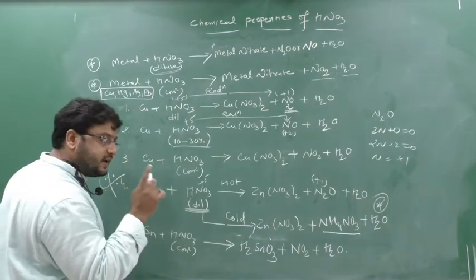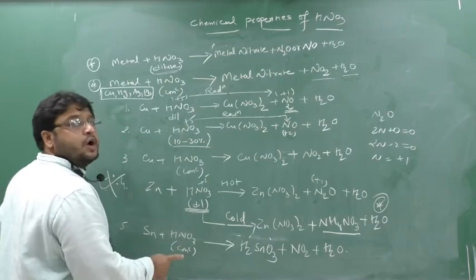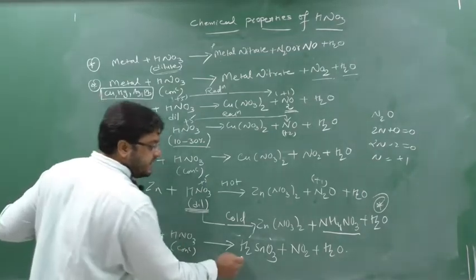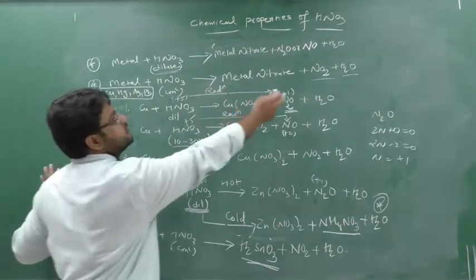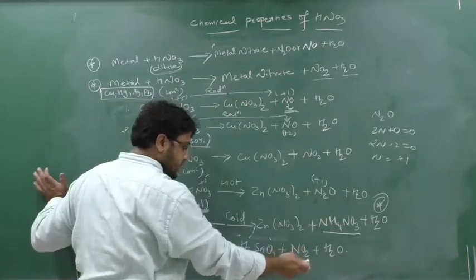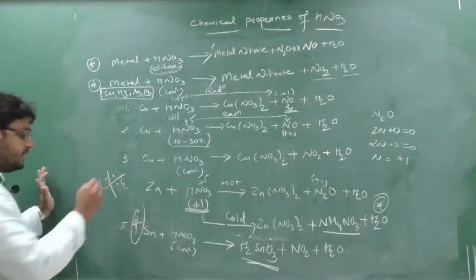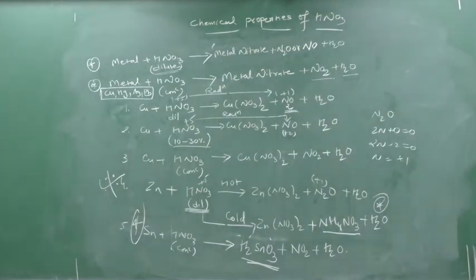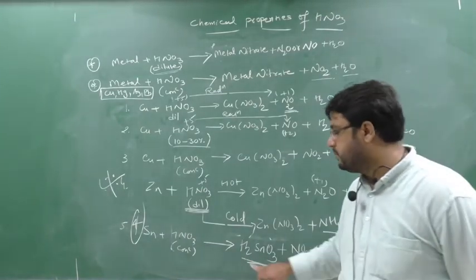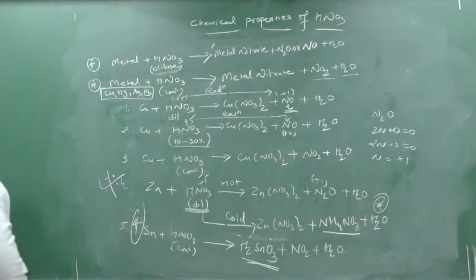Who? Tin, Sn. But tin, if it is a concentrated nitric acid, it will give metastannic acid, that is H2SnO3, and concentrated means what byproduct will come? NO2. So instead of salt, acid will come only for what? Tin. Clear? So remember that tin on reacting with nitric acid gives metastannic acid. Write down this formula. H2SnO3 means metastannic acid. Its name is what? Metastannic acid.